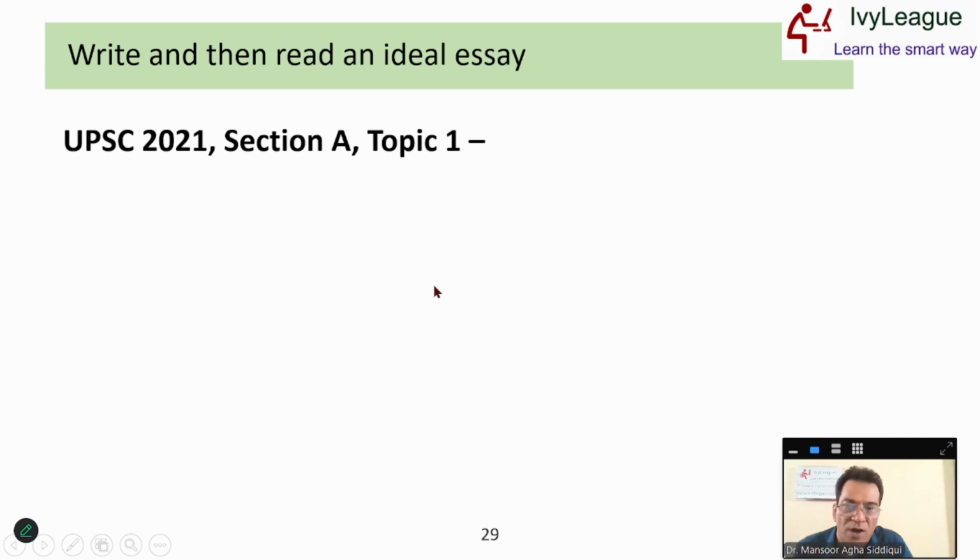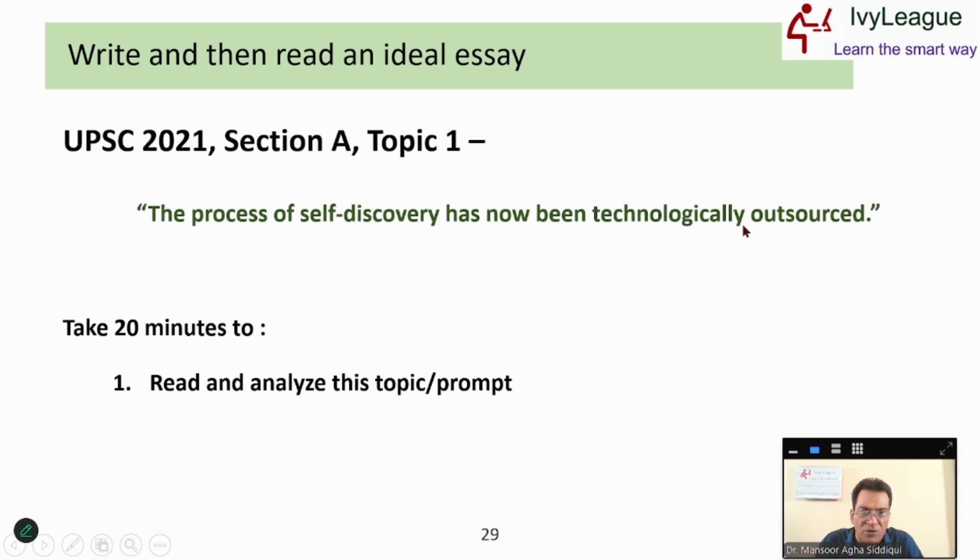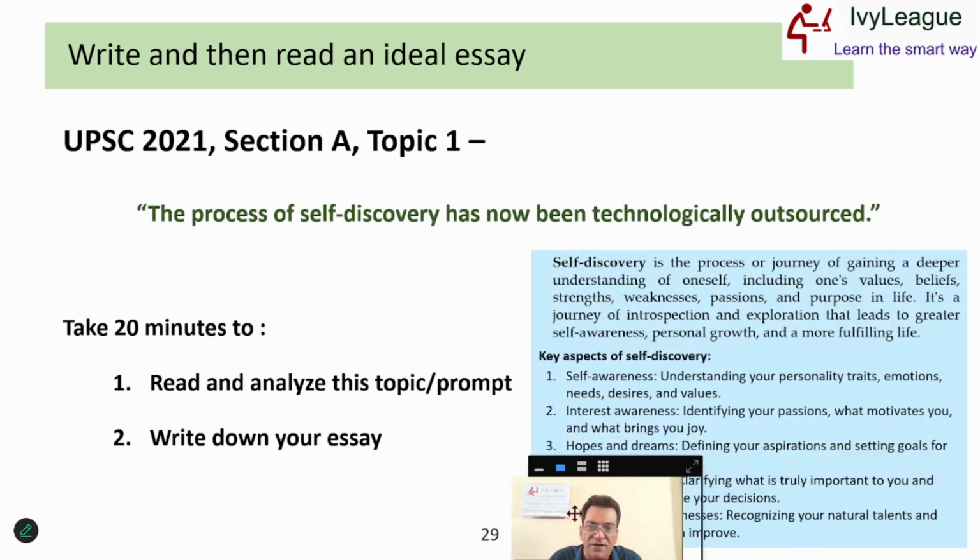So, what we'll do now is we'll look at a particular topic from the year 2021. In section A, the first topic was: the process of self-discovery has now been technologically outsourced. I want you to take 20 minutes to read this particular topic, analyze it, and then write down your own essay as much as possible. For a lot of you, I realize you may not be 100% clear about the meaning of the word self-discovery. That is the reason why I'm giving you one small nudge here, a small hint here. This is what self-discovery really means.